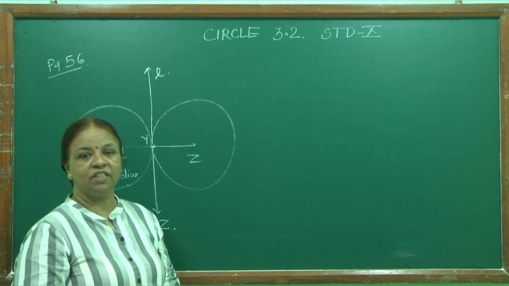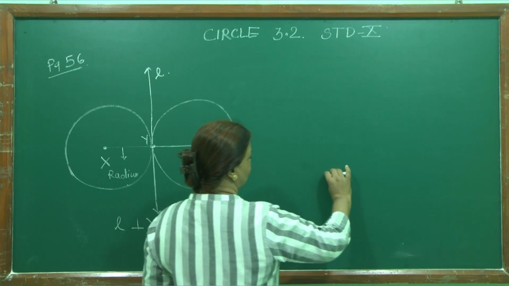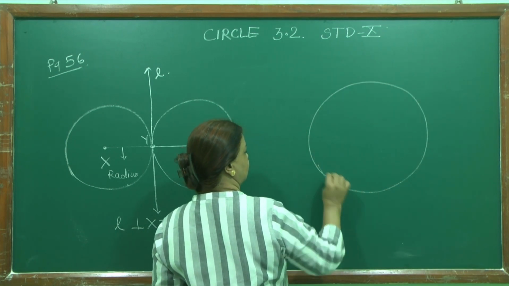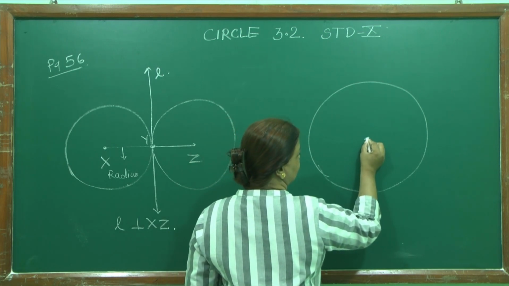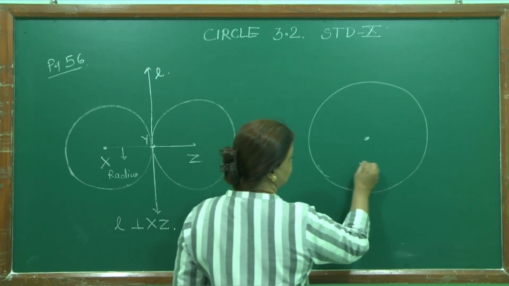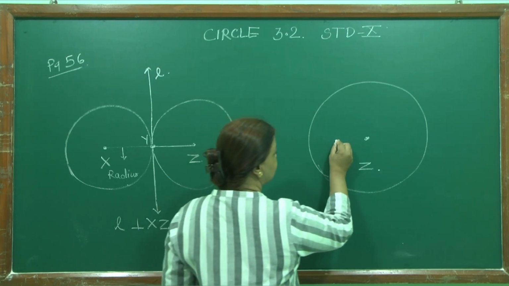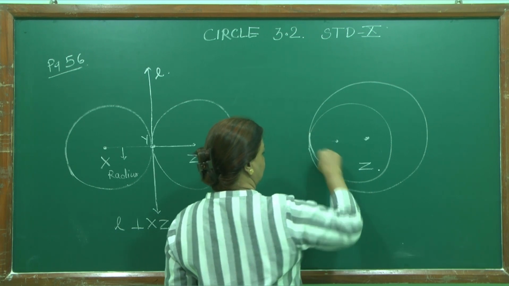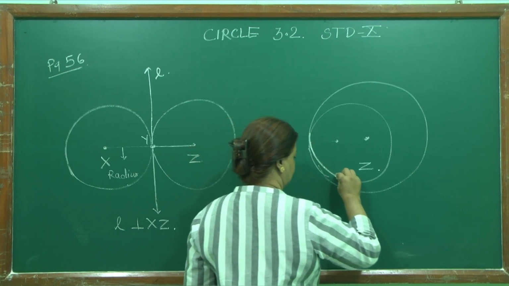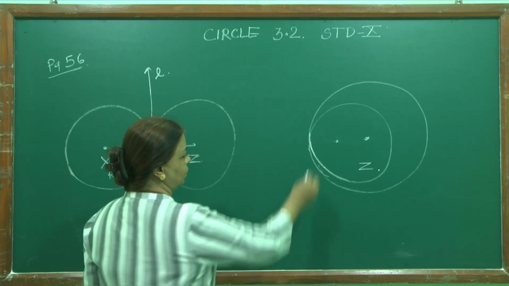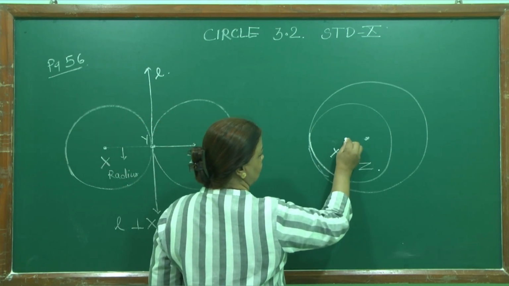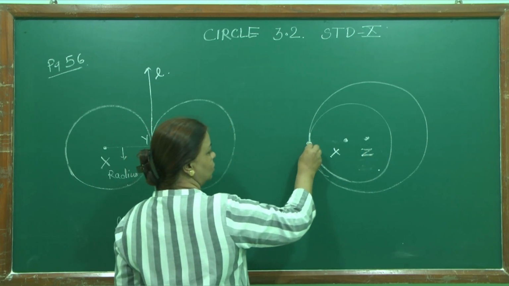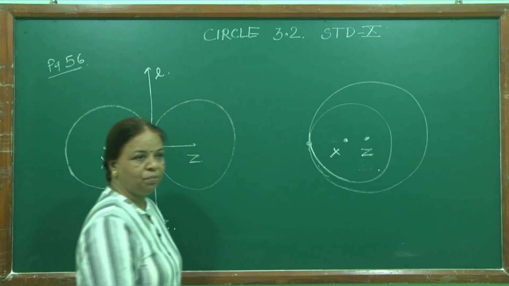Now children, we will go for the second activity. Draw a circle with center Z according to the second activity. This is your center Z. Draw another circle with center X. Now you see here, both the circles are touching at one point.